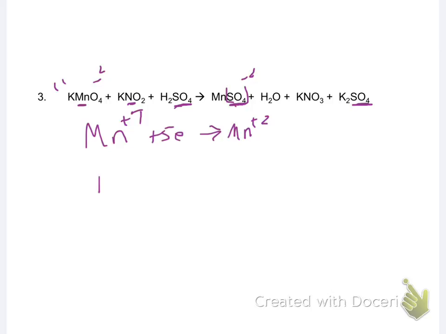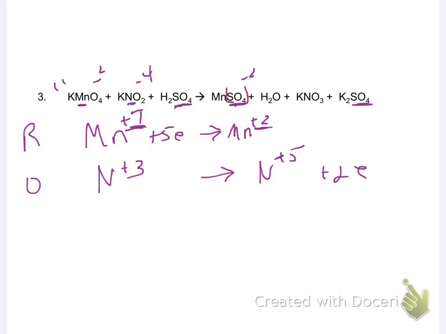Alright, so the nitrogen goes from a +3 to a nitrogen +5. And I need 2 electrons here. Okay, so what's been reduced is my manganese, and my nitrogen's been oxidized. And I know manganese is reduced because it goes from a 7 charge to a 2 oxidation number, and that number has been reduced.